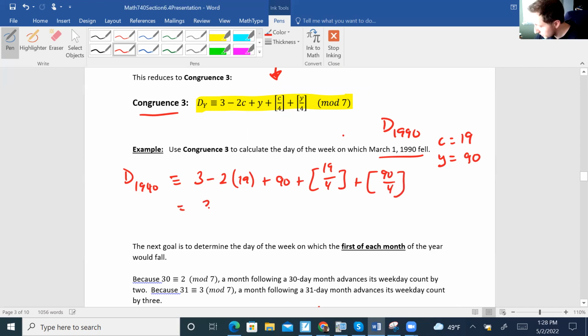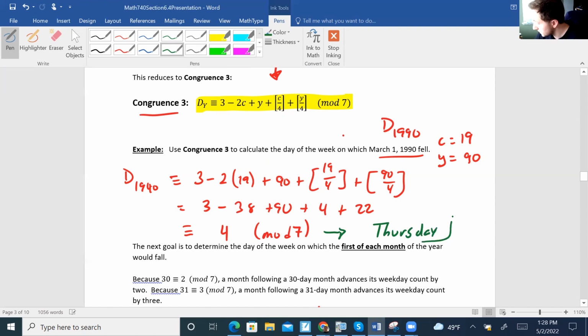With doing some algebra, this is 38, this is 90. 19/4 would give us 4.75, so this would be 4. 90 divided by 4 would be 22.5, so this would round down to 22. And so this would give us a grand total that's congruent to 4 mod 7, once you reduce mod 7. So thinking about Sunday was 0, Monday was 1, Tuesday was 2, Wednesday was 3. Therefore, this tells me that it would have been a Thursday on March 1st of 1990.